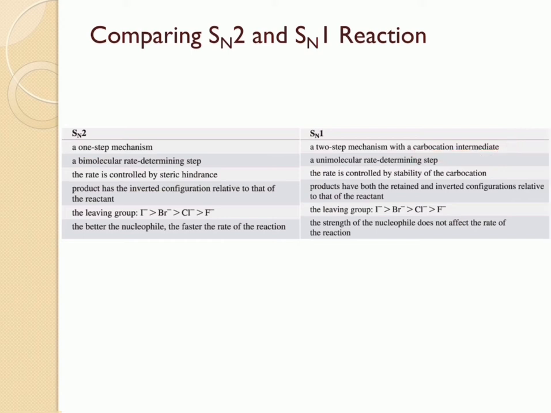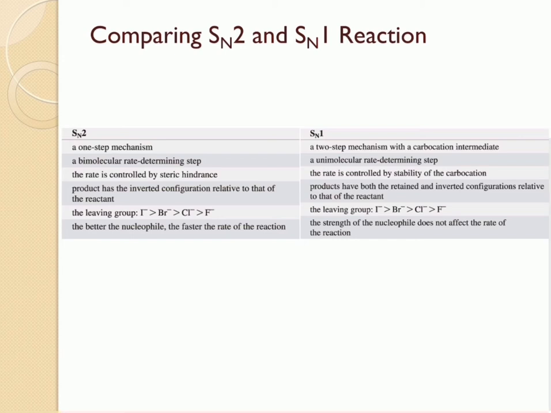In the case of SN2 reaction, it is a bimolecular rate determining step, which means there are two species involved in the rate determining step, which is basically our alkyl halide and the nucleophile. But in the case of SN1, it is a unimolecular rate determining step, which means it is only the alkyl halide that's going to take part in the rate determining step. So the rate is only decided by the nature of the alkyl halide.